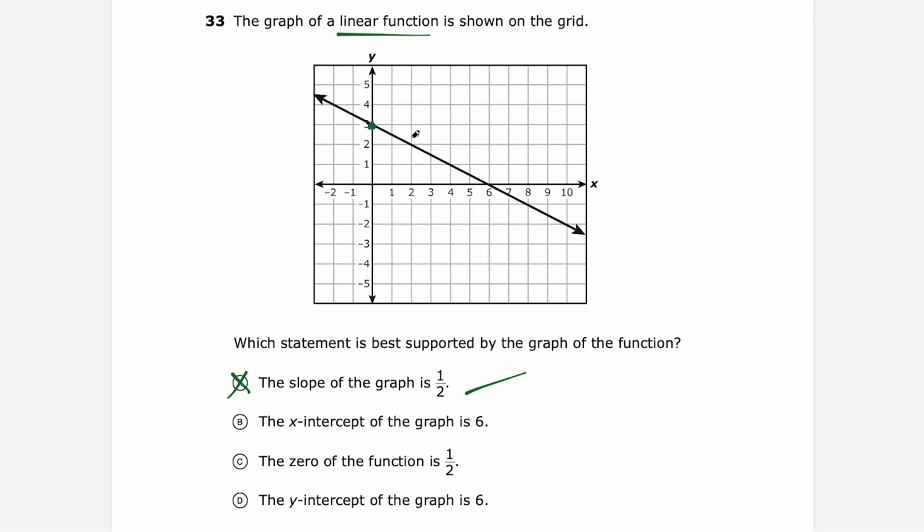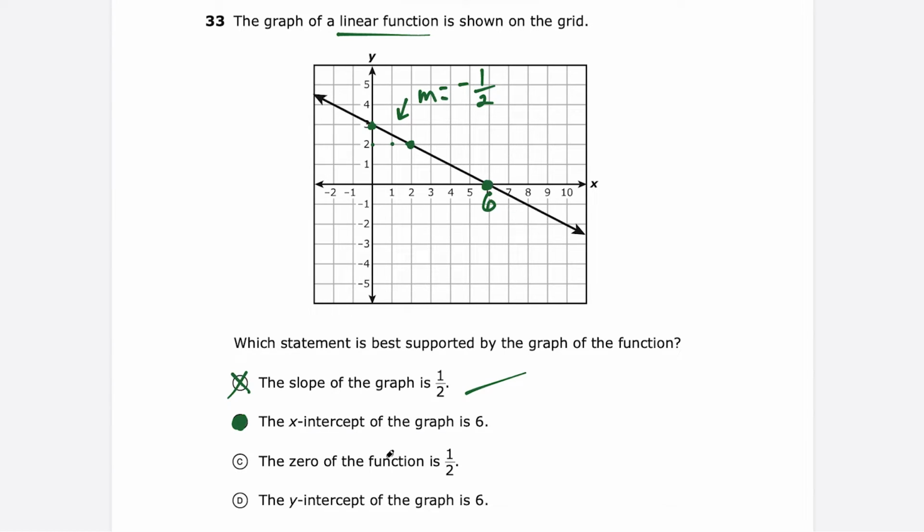Also, if I just count the slope here, counting the rise over the run, the slope of this line is going to be -1/2, because to get from one point to the next, I'm going down 1 and then to the right 2. So I'm rising -1 and I'm running 2. So the slope would be -1/2, not +1/2. The x-intercept of the graph is 6. Well, the x-intercept is where the graph crosses the x-axis. And notice that's happening at x equals 6. So choice B is definitely correct.